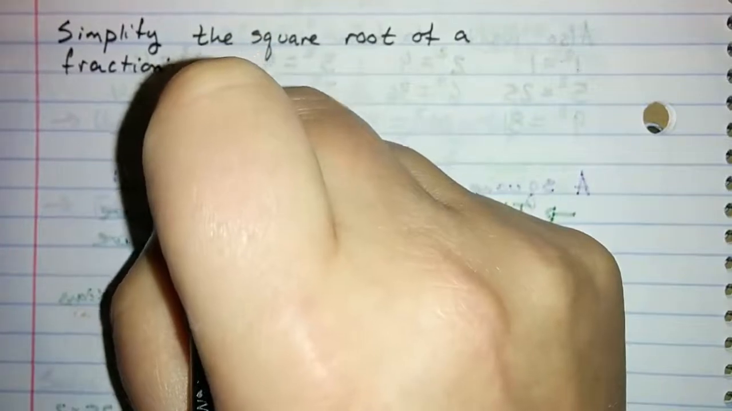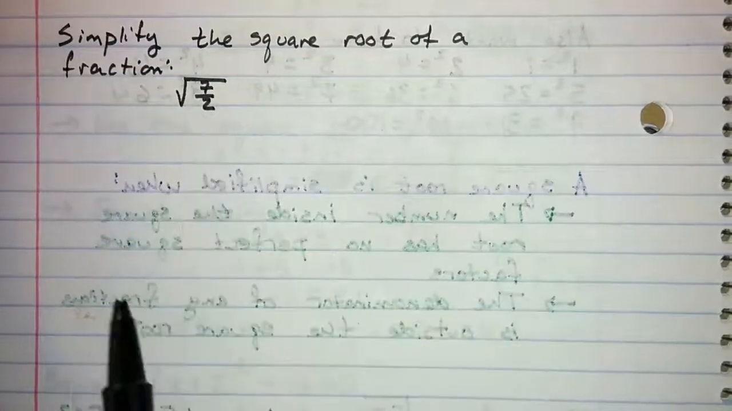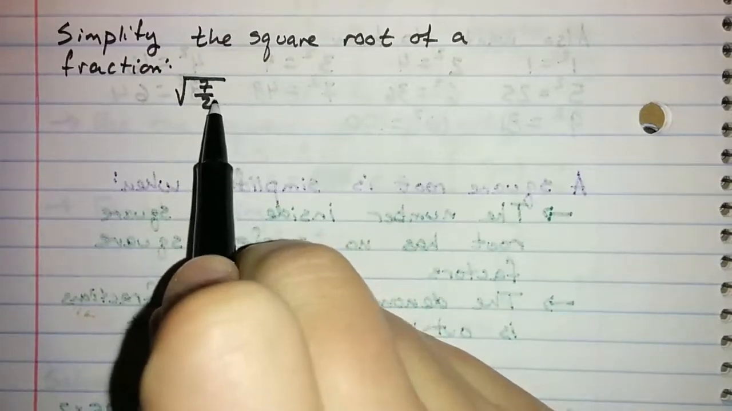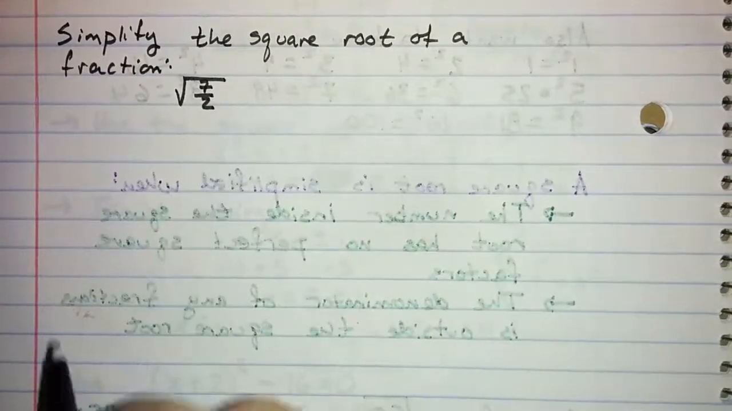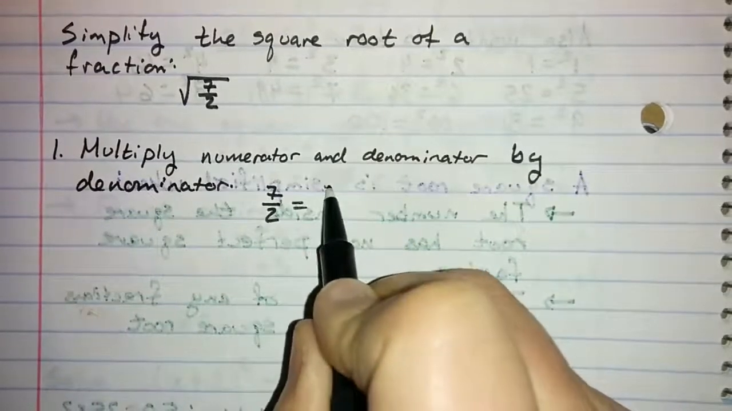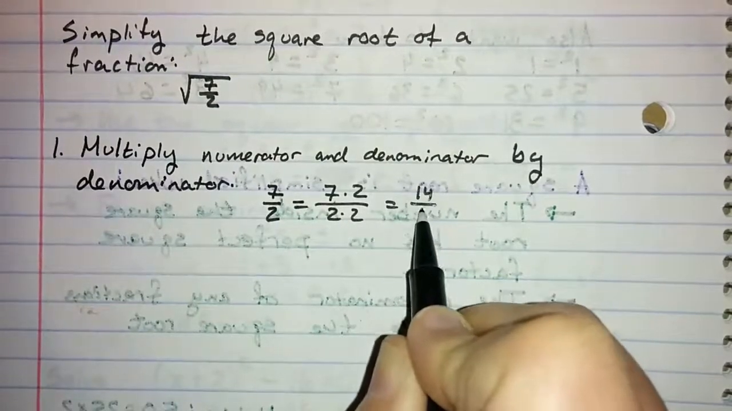Let's say that we want to simplify the square root of 7 halves. Our first step is to multiply the numerator and denominator by something so the denominator is a perfect square. And unless we see some clever smaller choice, we're always going to pick the denominator to multiply by. So we'll have 7 halves is 7 times 2 over 2 times 2 is 14 fourths.